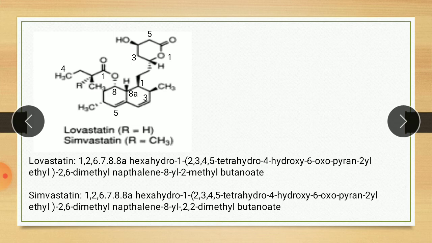Second is simvastatin. In the case of simvastatin, the only difference is this CH3 in R equal to CH3. Therefore, in the IUPAC name the only change is here. In the case of lovastatin it is 2-methyl butanoate, but in the case of simvastatin there is a 2,2-dimethyl butanoate. The remaining IUPAC name is the same. So the simvastatin IUPAC name is 1,2,6,7,8,8a-hexahydro-1-[2-(2,3,4,5-tetrahydro-4-hydroxy-6-oxo-pyran-2-yl)ethyl]-2,6-dimethylnaphthalene-8-yl, then 2,2-dimethyl butanoate. So here is the difference.